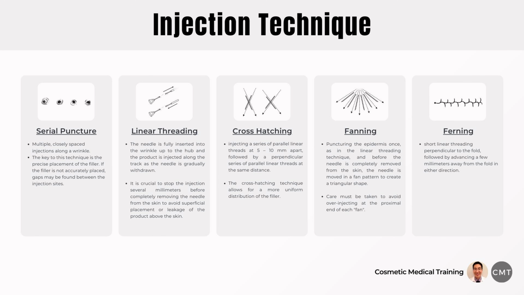Ferning. Ferning or fencing is a technique that involves short linear threading perpendicular to the fold, followed by advancing a few millimeters away from the fold in either direction. This technique is typically used on dynamic facial lines that require stiffness of the skin on either side of the wrinkle. The ferning technique can provide a more structured support to the skin, helping to smooth out dynamic lines and wrinkles.